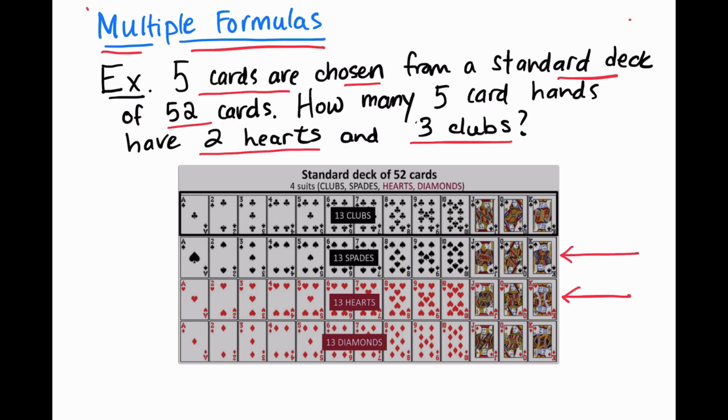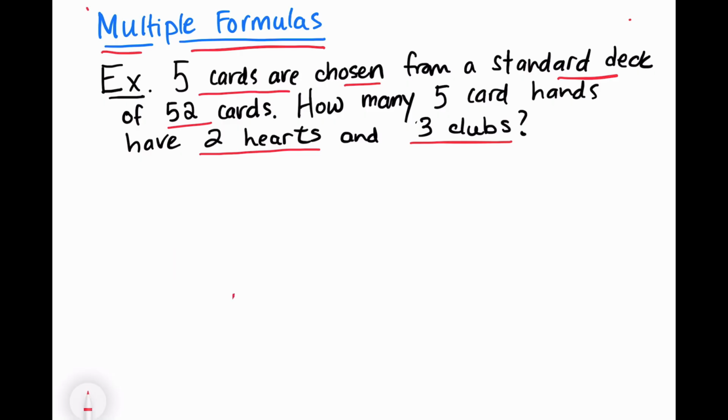So we're pretty much asking, how many different ways can we get a 5-card hand with 2 hearts and 3 clubs? One example would be the 3 of hearts and the 5 of hearts, and then the ace of clubs, the 3 of clubs, and the 9 of clubs. That would be one example. So using the same idea as before, with the counting principle, I'm going to think about this as stage 1 is picking my hearts and stage 2 is picking my clubs.